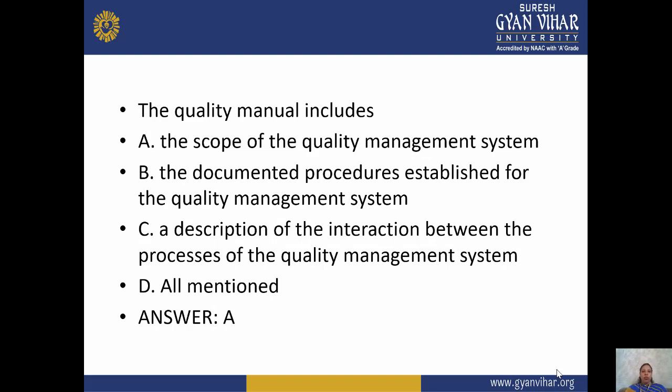Next is, the quality manual includes the scope of the quality management system, the documented procedure established for the quality management system, a description of the interaction between the processes of the quality management system, all mentioned. So answer A is correct. That is, the quality manual includes the scope of the quality management system only. All mentioned is not necessarily correct every time. So here the all mentioned is not correct. The A answer is correct.